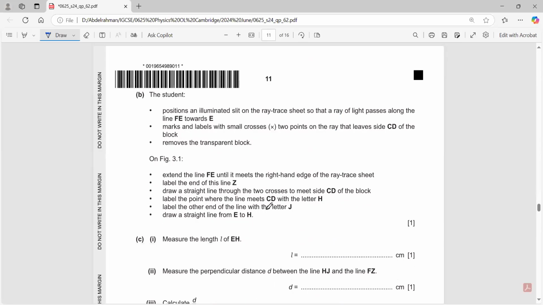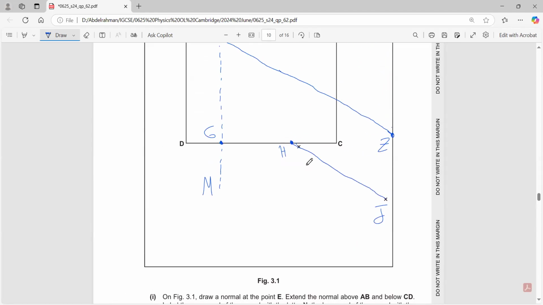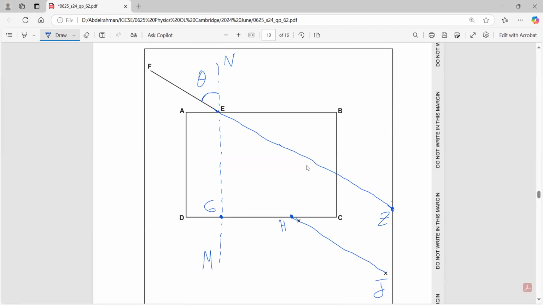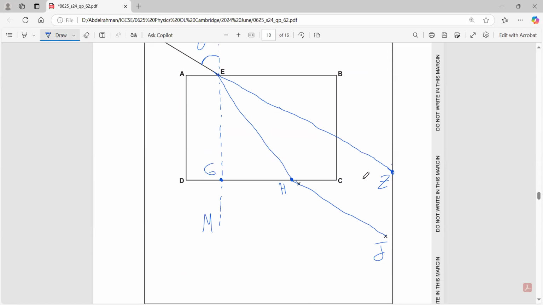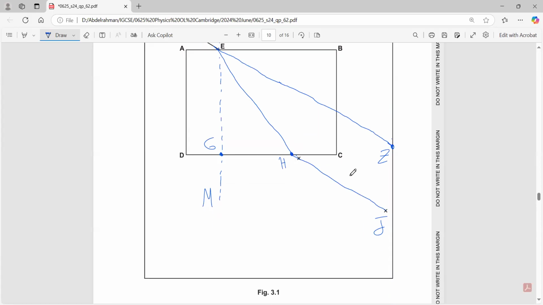Draw a straight line from E to H. No problem. Definitely, it needs to be a lot straighter. Using your ruler from E to H, this is the straight line. You're using thin lines, okay? Please make sure that your pencils are sharpened. Do not use thick pencils. This is a very common error.